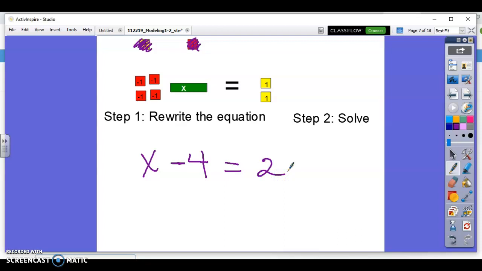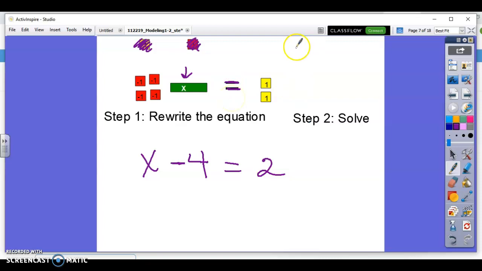So now I want to try to solve the picture. So if I need to get the x by itself, I look over here and I have 4 negatives to get rid of. So I check the other side. Do I have 4 negatives to get rid of? I don't. So I have to figure out, how can I put 4 negatives over here and not mess anything up, but still keep it equal? Because if I just add negatives, it's going to throw it off.